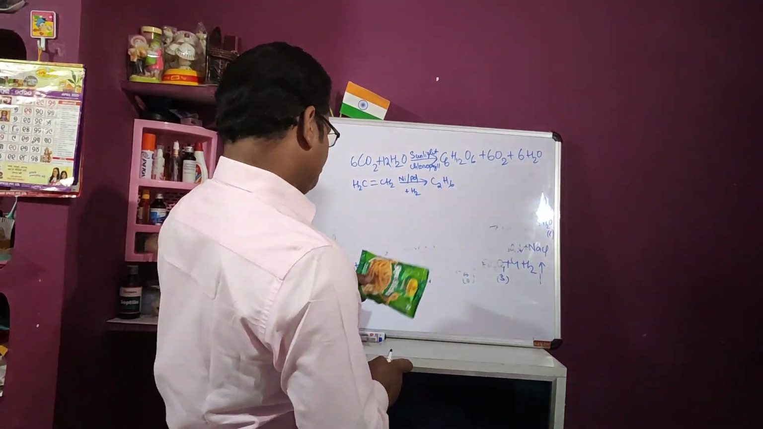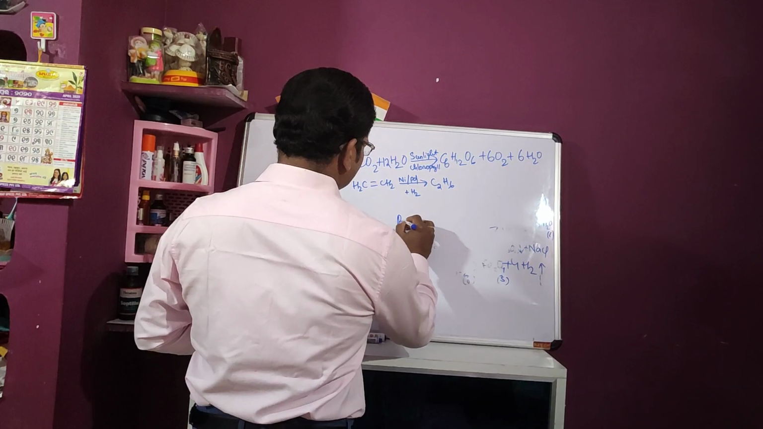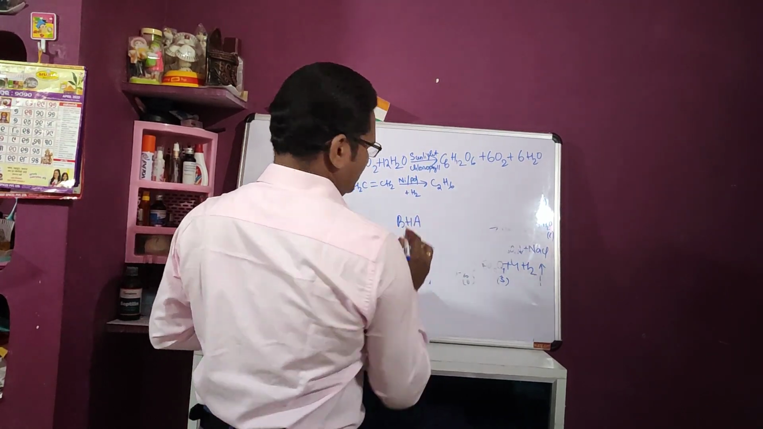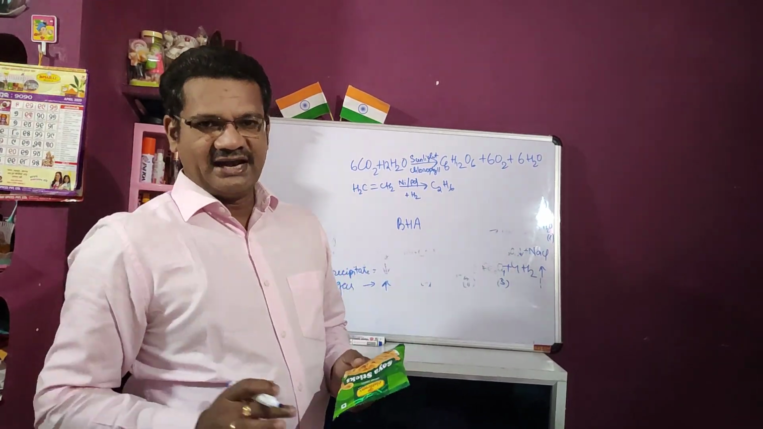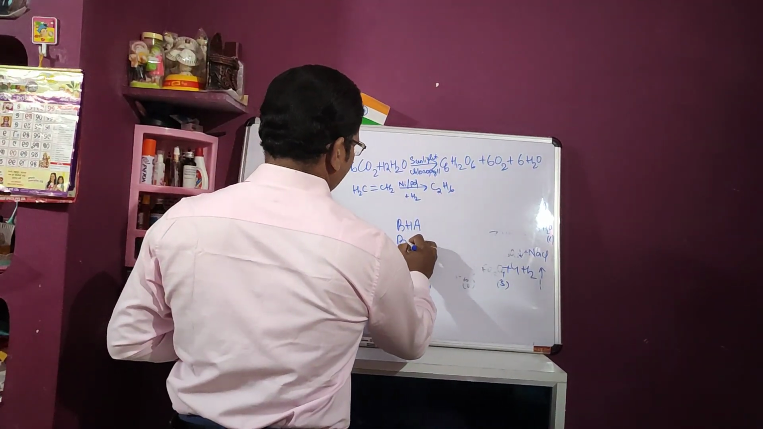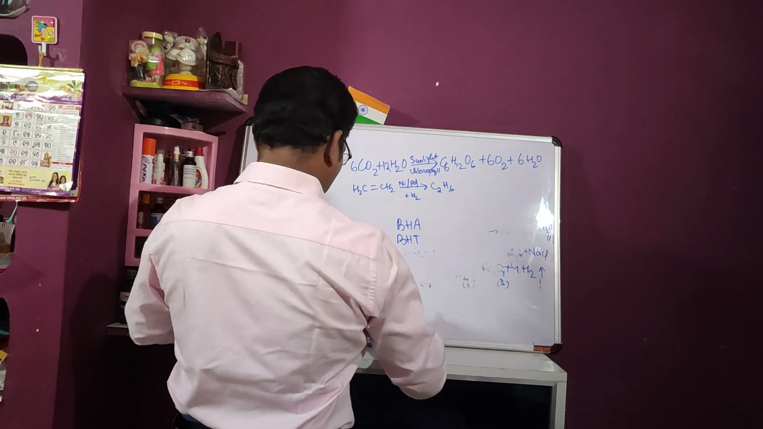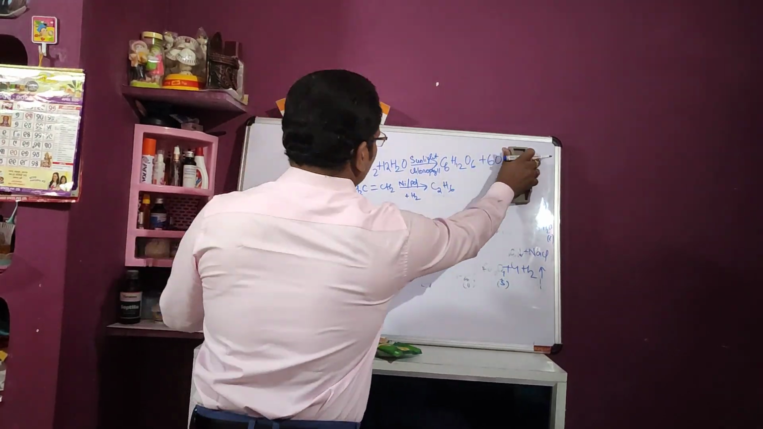Like that, BHA, butylated hydroxyanisole, is one antioxidant. Like BHT, butylated hydroxytoluene.